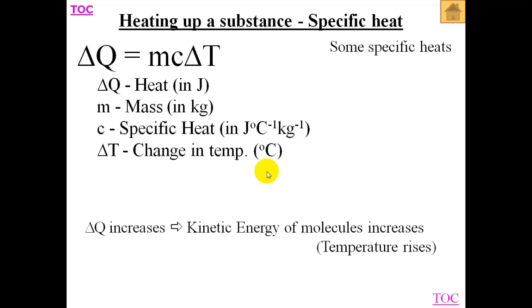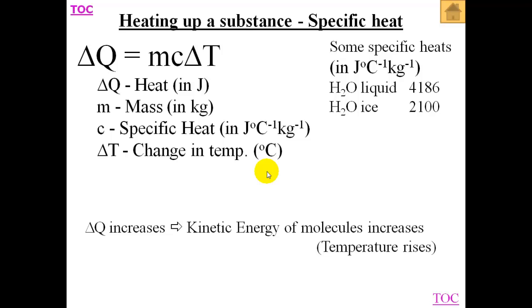Let's look at some specific heat capacities, in joules per degree per kilogram. For example, an important number is the specific heat capacity of water, which is 4,186 joules per Kelvin per kilogram. Ice is 2,100. Steam is 2,010. Aluminium is about 900. Iron is about 450.